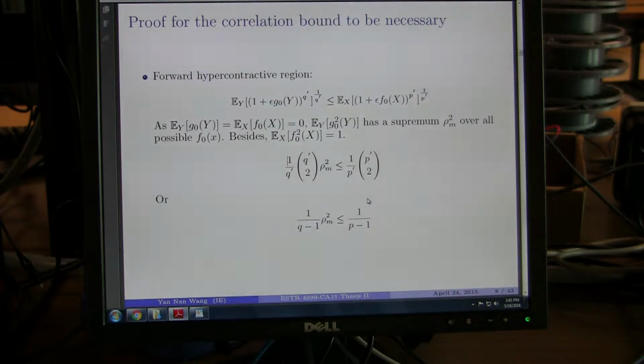For the reverse hypercontractive region, the cases are similar, only the direction is changed. So we will skip the proof for the reverse hypercontractive region case.